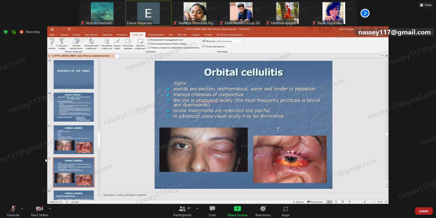Eyelids are swollen, erythematous, warm, and tender to palpation. A marked chemosis of the conjunctiva. The eye is proptosed. Most frequently the proptosis is lateral and downwards. Ocular movements are restricted and painful. In an advanced process, visual acuity may be diminished.